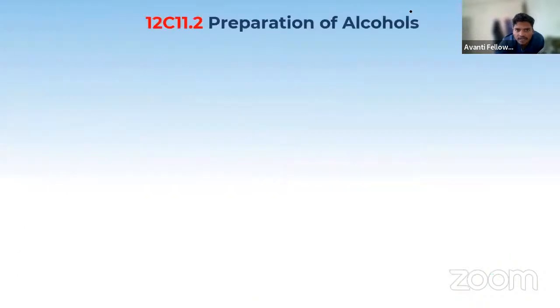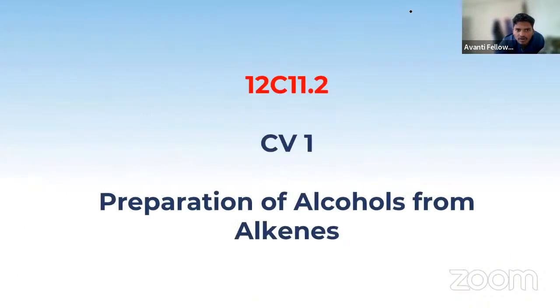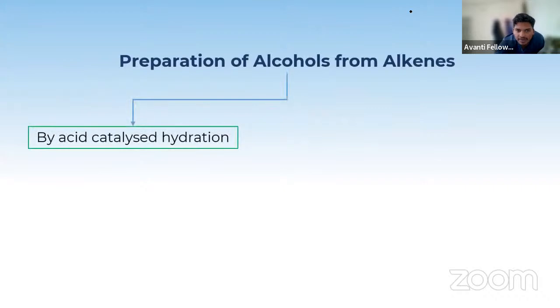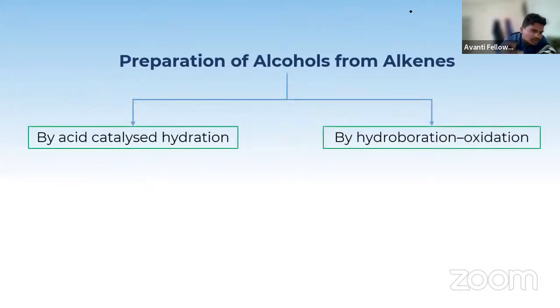Okay. Right. Now, preparation of alcohols. So how do you prepare the alcohols? The preparation of alcohols can be done in two ways: acid catalyzed hydration and hydroboration oxidation. There is another one, oxymercuration-demercuration also. We'll study that one in the upcoming class. But these are the two ideal methods which are used for the preparation of alcohols from alkenes.